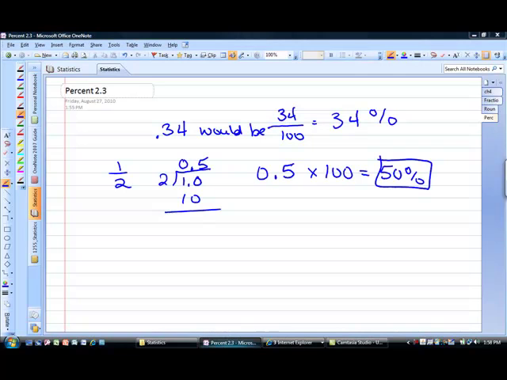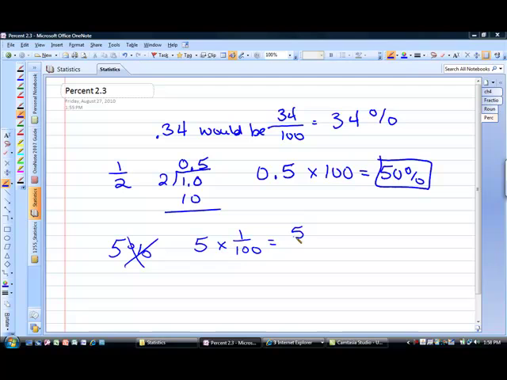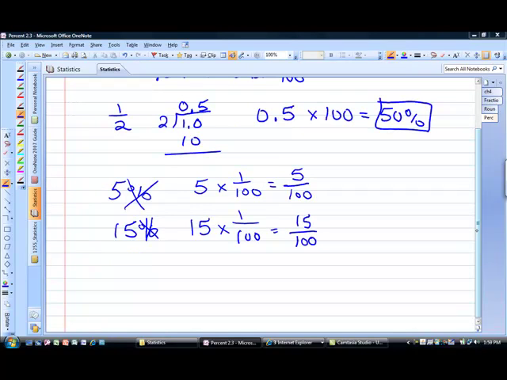For example, if we have 5%, we're going to eliminate the percent sign and we're going to multiply 5 times 1 over 100, which equals 5 over 100. To convert 5 over 100 to the simplest form, we would divide both by 5, and that would be 1 over 20. Same thing for 15 over 100. If we want to move this to the simplest form, we would have 3 over 20.